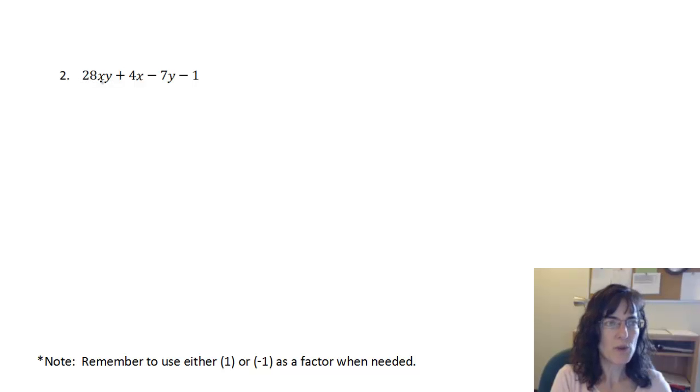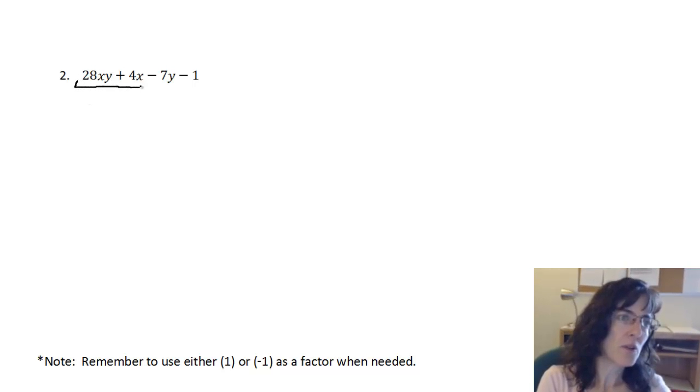I have 28xy plus 4x minus 7y minus 1. I'm looking for a greatest common factor across my whole problem, but I have this term 1 at the end, which has no number other than 1 and no variable. So there's no greatest common factor on this problem at all. So I'm looking to factor by grouping.